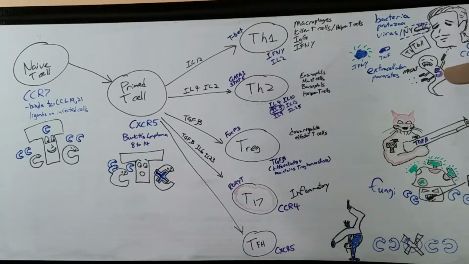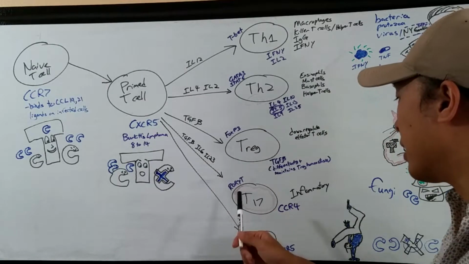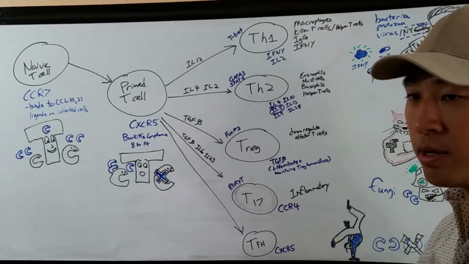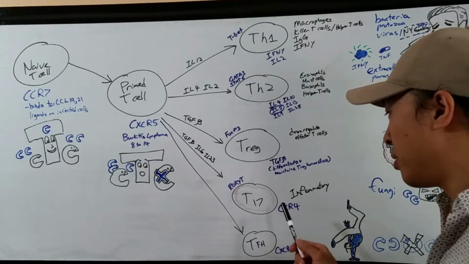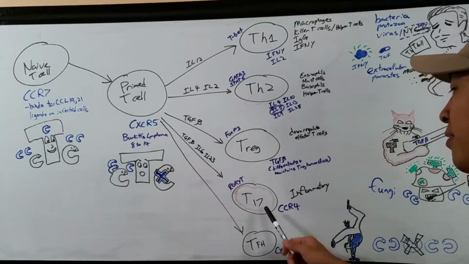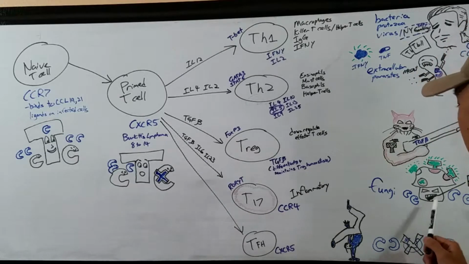Now let's move along, okay? And we're going to check out the next one over here, which is T17, and you can see that there's a little bit of a red border here, okay? That's to help you remember that it's an inflammatory molecule, okay? And T17, okay, is known for having some action against fungi, all right?